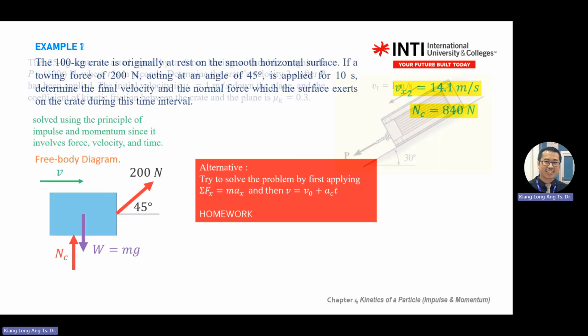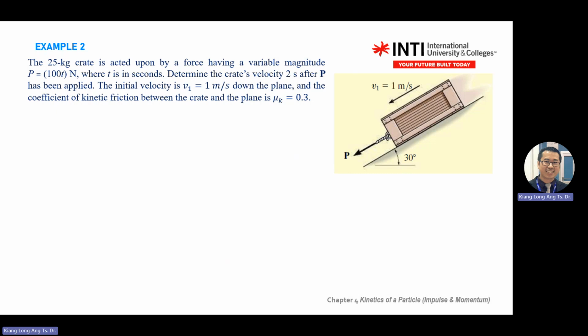Now example 1 is too easy, so we go to number 2 with the angle. Same, but now you're given V1 as 1 meter per second, and you're pulling down from an angle. You're given a 25-kilogram crate with a magnitude of P equal to 100 T. In this case, your force is changing. When force is changing, your acceleration will change, so you cannot use the three Newton motion equations.